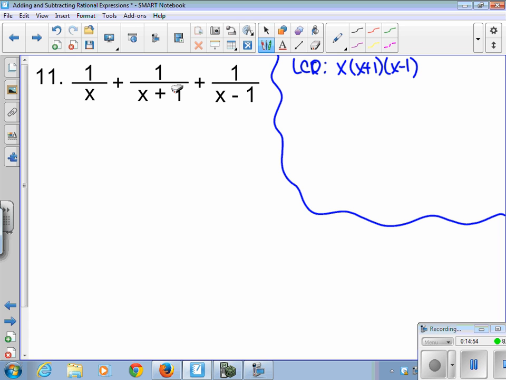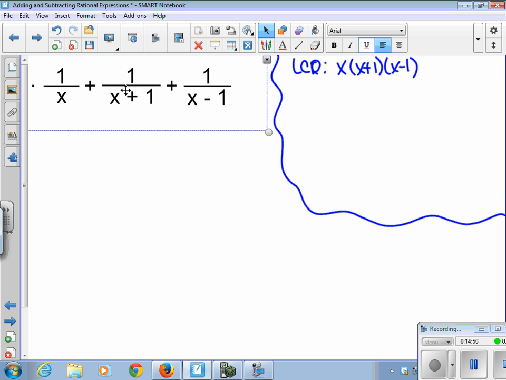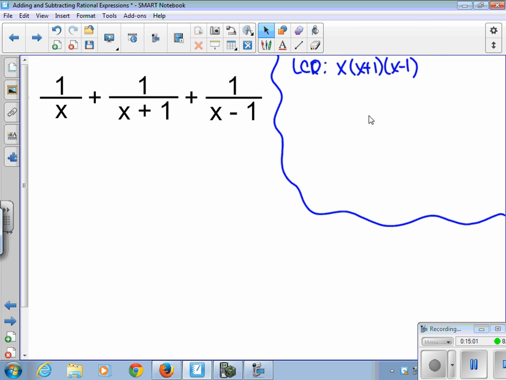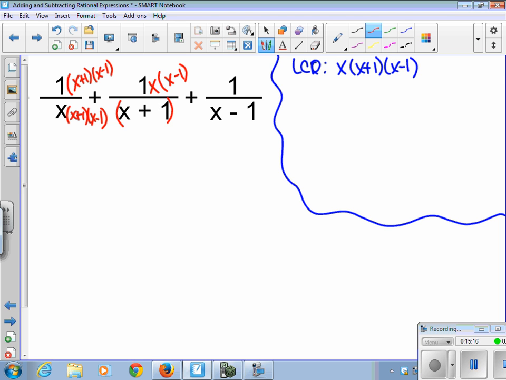And so for my first fraction, I'm going to hide that 11, make this just a touch bigger. So for my first fraction, it needs an x plus 1, x minus 1. My second fraction needs an x and an x minus 1. And then my last fraction needs an x and an x plus 1. Okay, so each one has all three factors now.